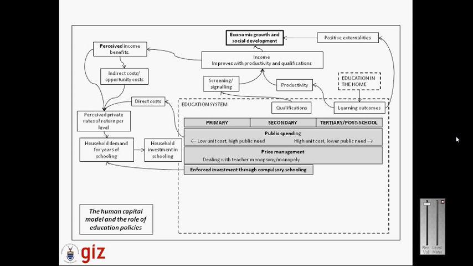What is the problem if prices are too high? Well, if this happens, government's ability to expand education to more people is limited, and hence the whole human capital accumulation process is slowed down.